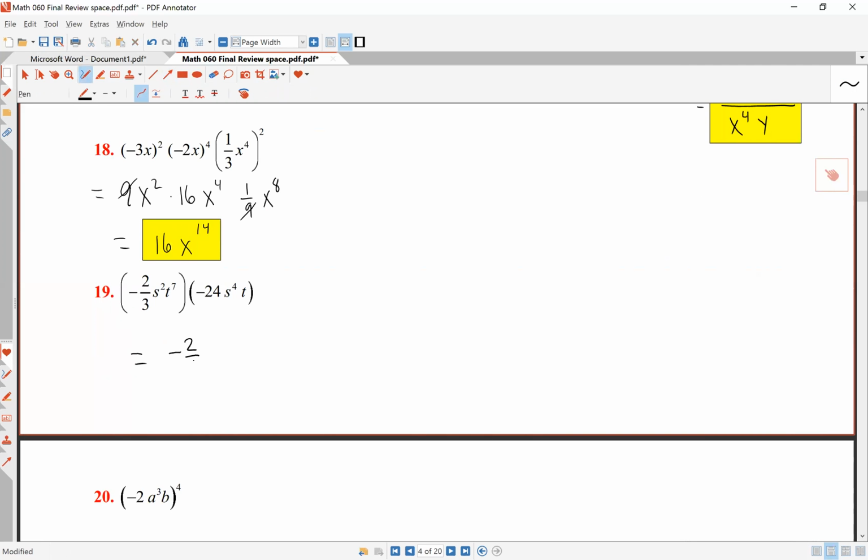Here we have negative 2/3 multiplied by negative 24 over 1. We have an s squared and an s to the 4th. And we have a t to the 7th and a t. Now 3 goes into 3 once, and into 24, 8. Negative 2 times negative 8 is 16. s squared times s to the 4th is s to the 6th. And t to the 7th times t is t to the 8th.